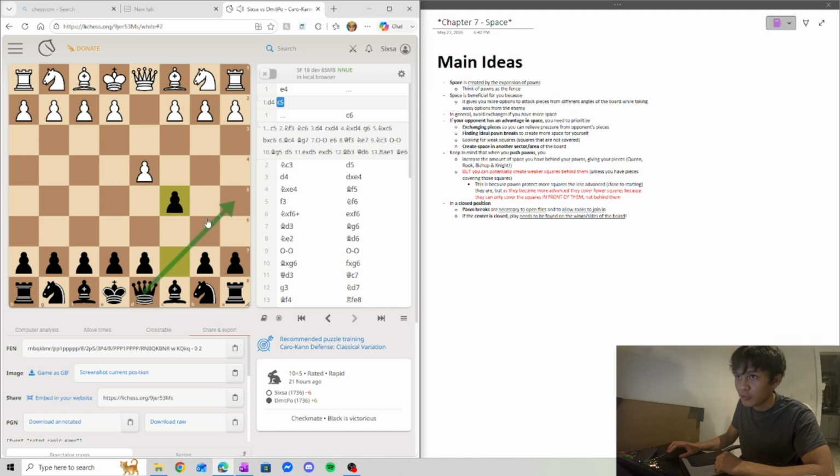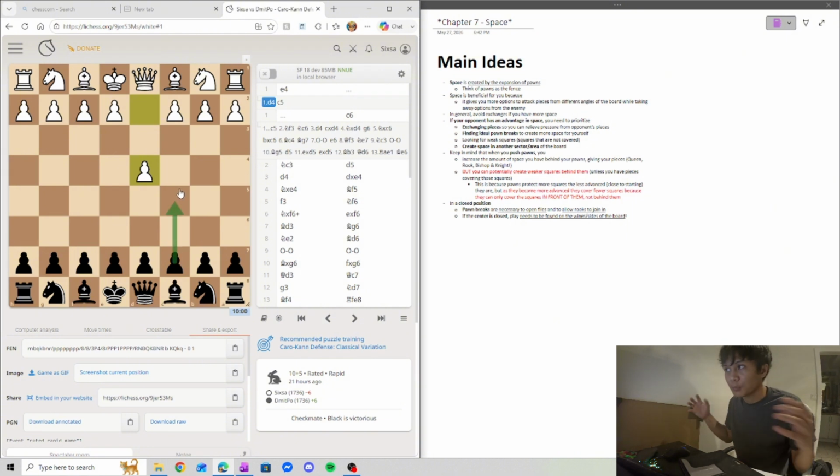Like say for example, you move this pawn out, right? The queen literally has more squares to move from compared to the starting position. There's no squares at all. It's an important principle to keep in mind because more space means more mobility of all your pieces, which is really important because that way you have more options to attack the opponent's pieces from different angles of the board, while also taking away options from the enemy because the pawns also attack certain squares, right?